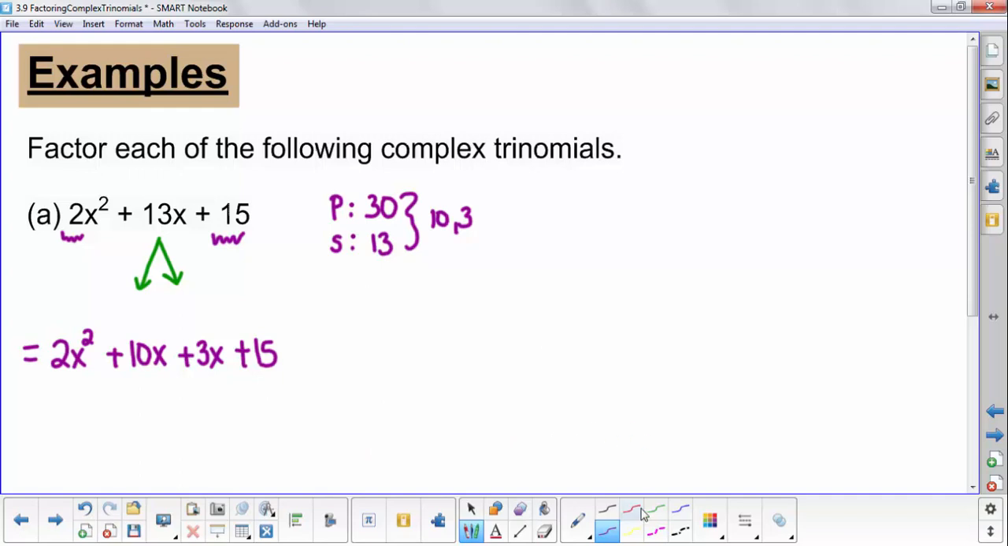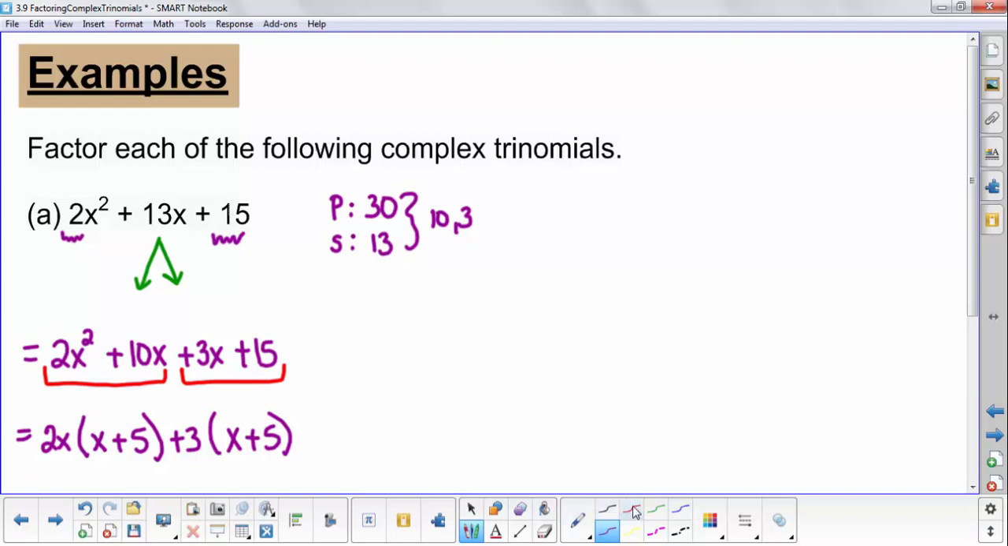And so like I mentioned before, we are changing this into a factor by grouping question because now we have 4 terms. So if you take a look at the first group and then the second group, each one of those groups has something in common. In the first group, a 2 and an x is common. So I would be left with an x plus 5. And if I look at the second group, a positive 3 is common. And we're left with x plus 5.